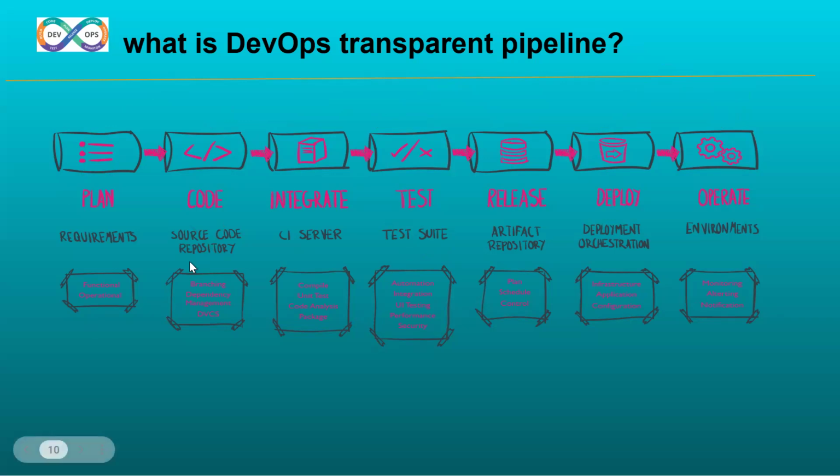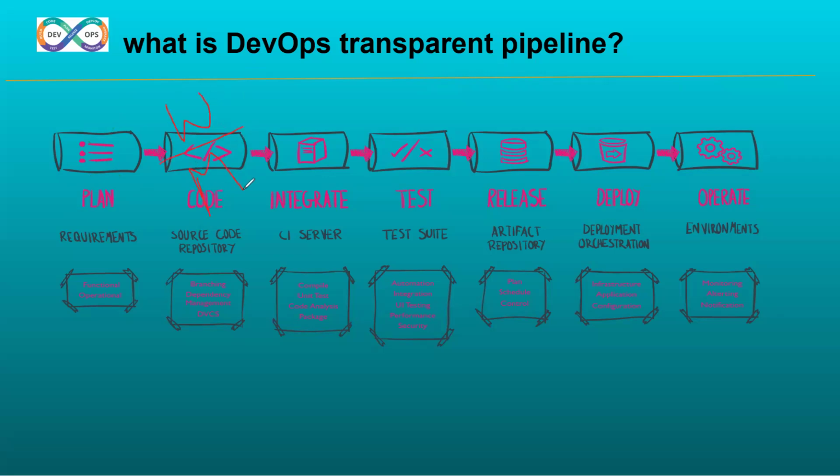In this DevOps transparent pipeline, what exactly are our roles and responsibilities? Are we part of planning? No, we are not part of planning. Are we part of coding? Yes, but we are not writing any code. Writing is the responsibility of the developer, not you.